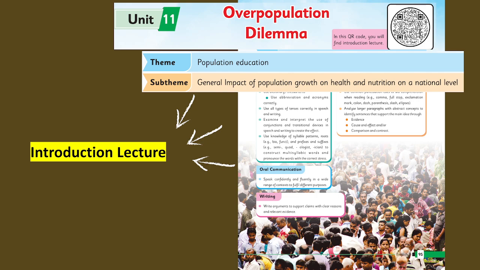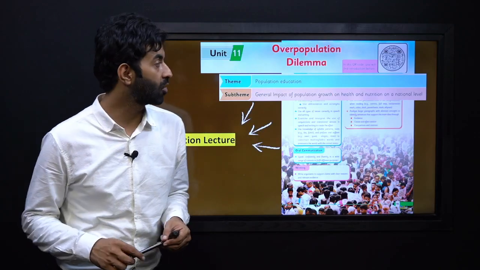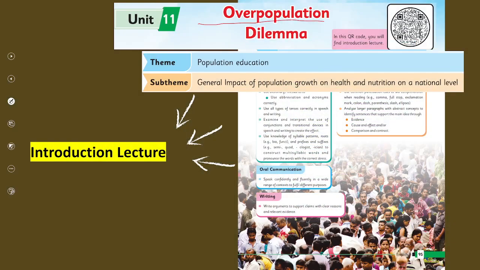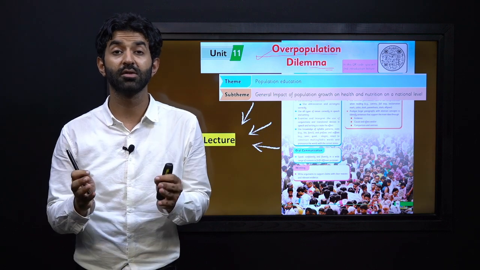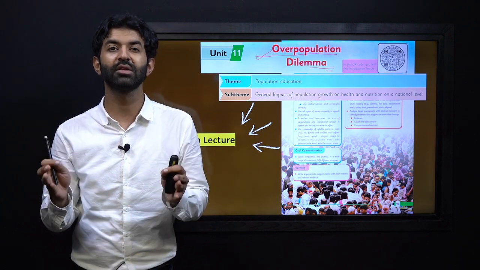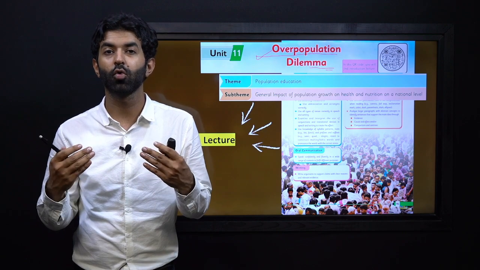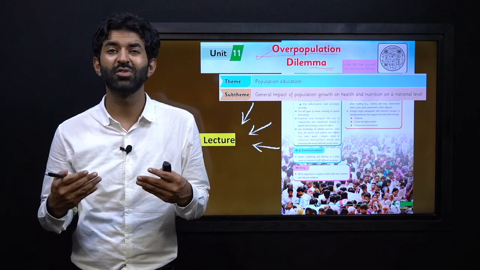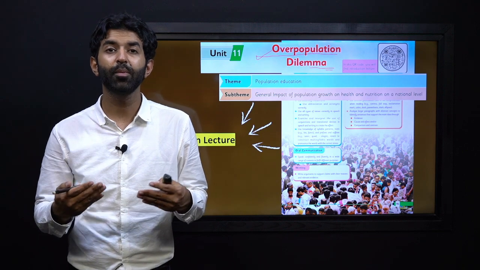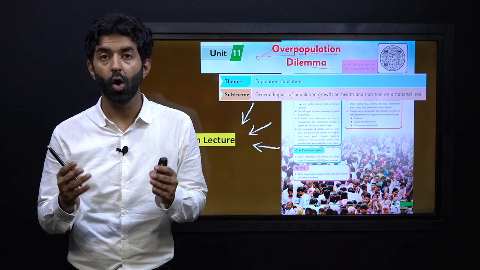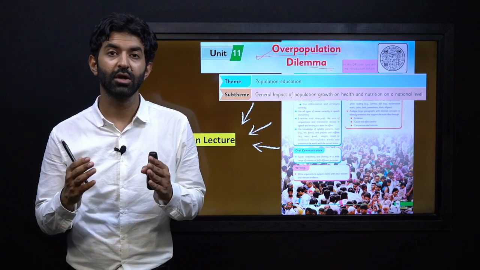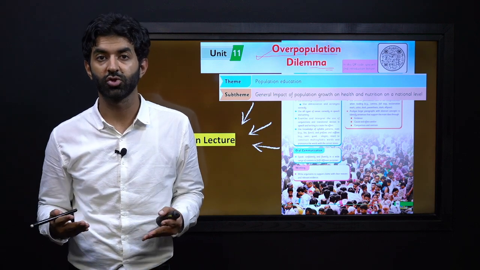Let's first talk about the unit's title. This is called Overpopulation Dilemma. Yes, we have overpopulation in our country, and this is a very big problem. So this lesson tells you how we can overcome overpopulation, which results in so many different problems. So we need to take control of this dilemma and we need to take serious measures about it.